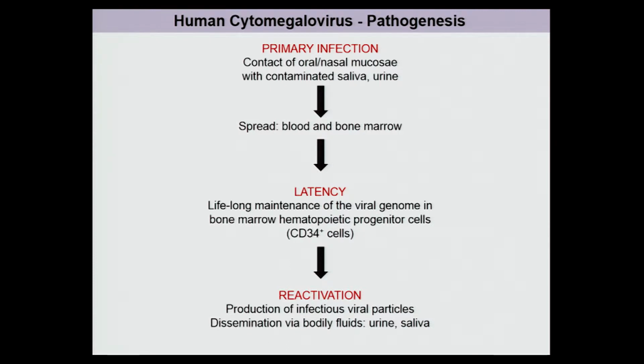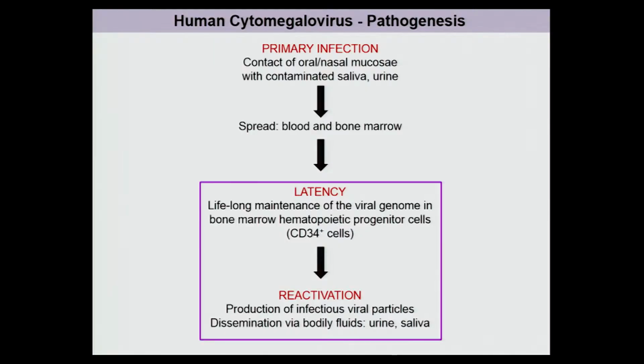The virus then replicates in the mucosa and is spread through the blood, getting to the bone marrow. In the bone marrow, those viruses will infect CD34 positive cells and will establish a lifelong latency in those cells. During this period of latency, there is no production of infectious particles. From time to time, those viruses are able to reactivate, and then there is production of infectious viral particles. They are disseminated via bodily fluids like urine and saliva.